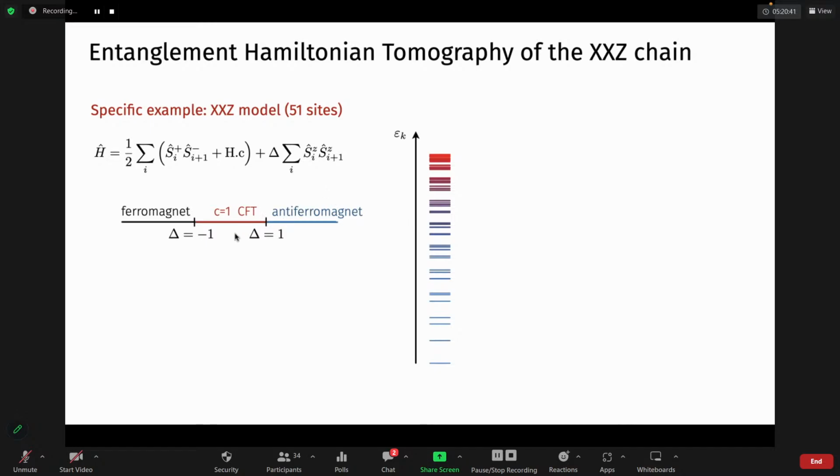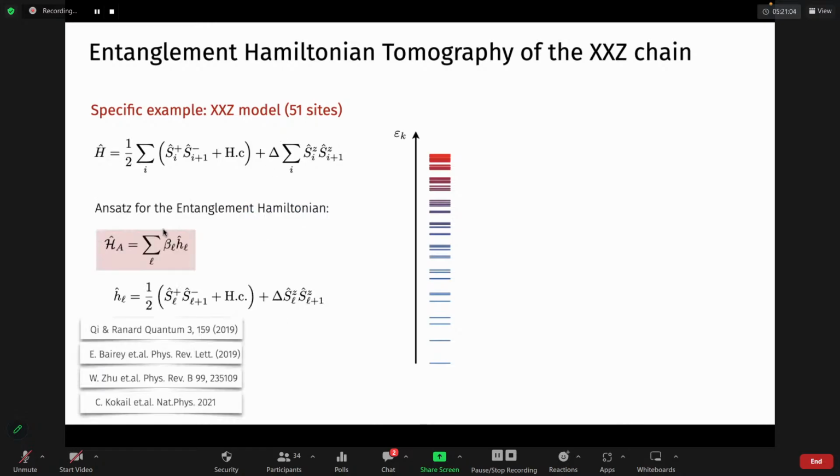And this model has a very simple phase diagram. As a function of this anisotropy parameter, if delta is smaller than -1, it's a ferromagnet. If it's larger than 1, it's an antiferromagnet. And between delta -1 and 1, the model is described by a CFT, a conformal field theory with central charge equal to 1. And I was looking at this isotropic point, delta equal 1, computing eigenstates of this thing.